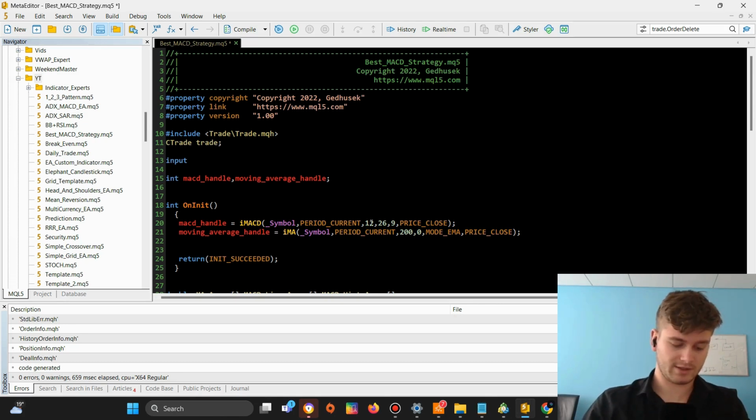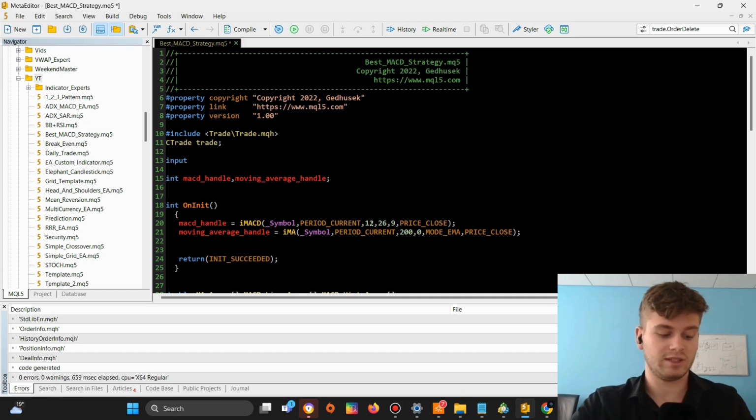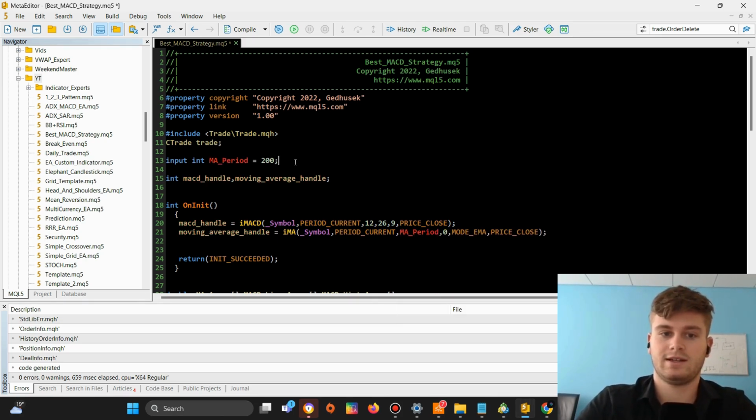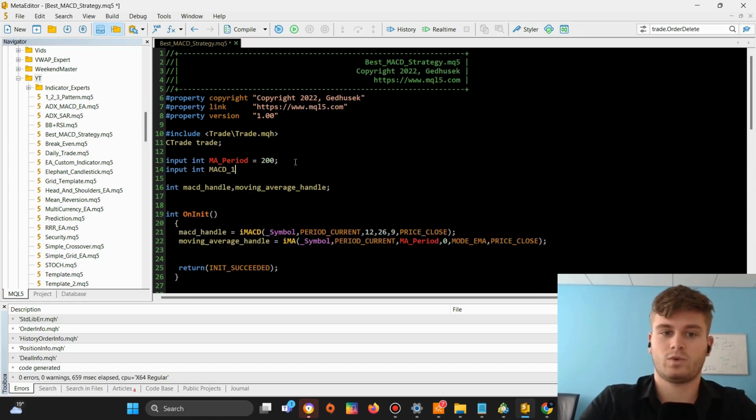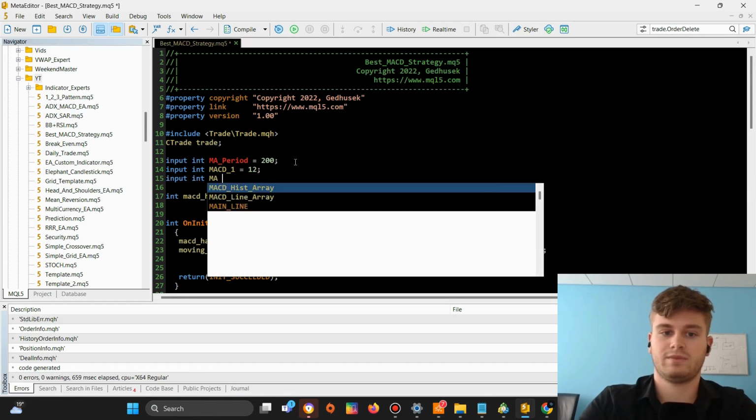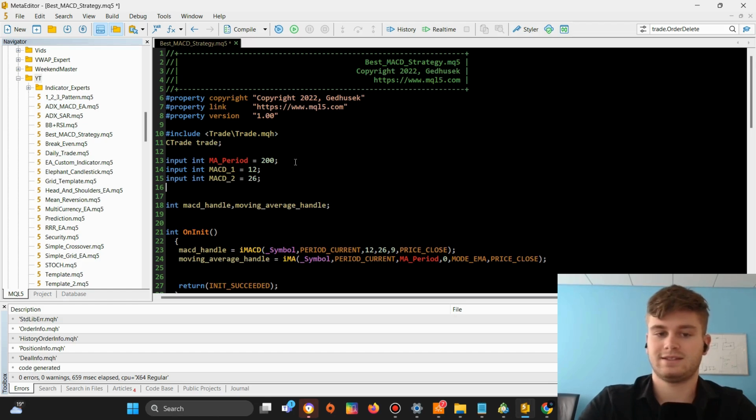The thing with these indicators, which take multiple parameters, is that you have a lot of combinations with those parameters, but let's go with it. So the first one will be MA period, which will be set to 200, and we'll change it here. And then input integer MACD 1 is 12, input integer MACD 2 is 26, and 3 is 9. So I will take all of these, paste it here basically, and yeah, this is what we can work with.